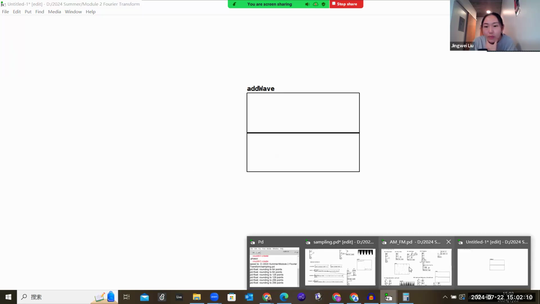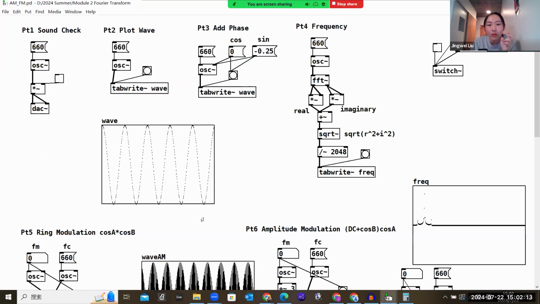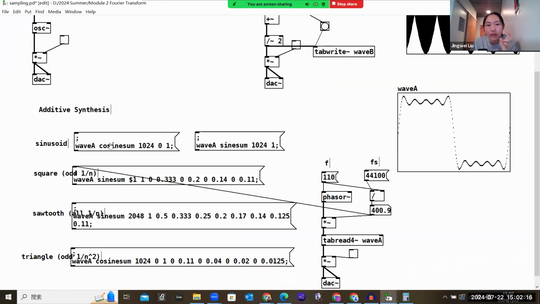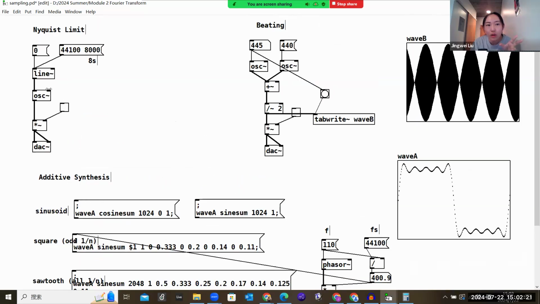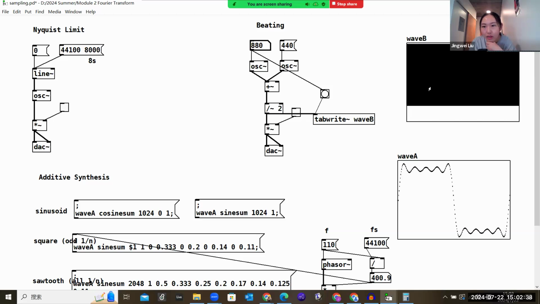So in pure data, there is a shortcut. So if you don't use this shortcut here, what you will do is that you just create many different oscillators and you add them together. Okay, you just add those different oscillators together like this. For example, we have 440 here, then its upper harmonic would be 880, and you just adding them together. You can see that here. You can basically hear this. But we are using this shortcut, which is called cosine sum or sine sum. Okay.